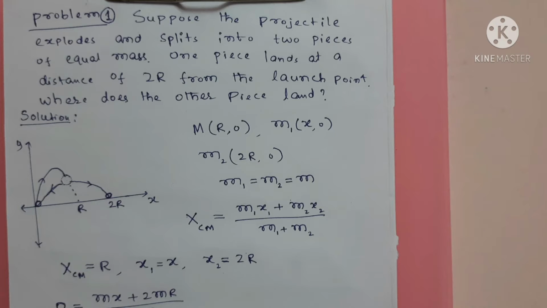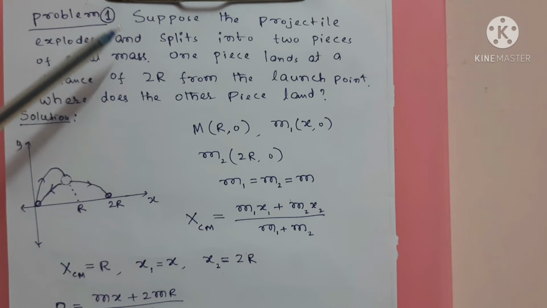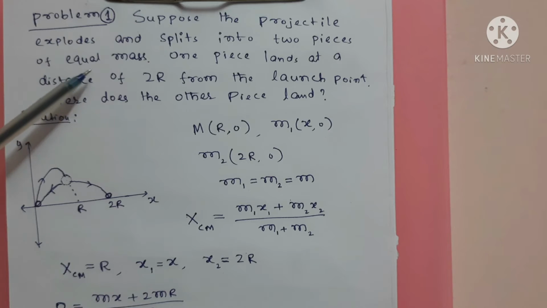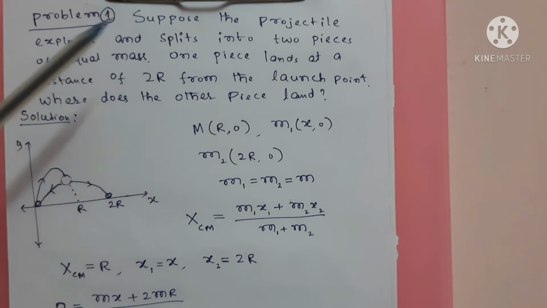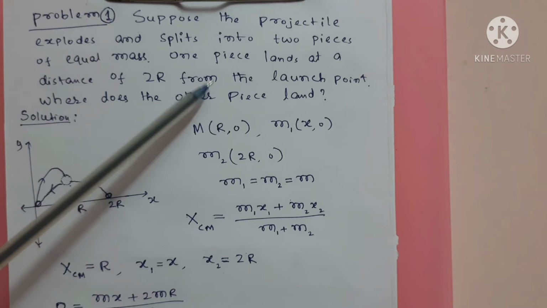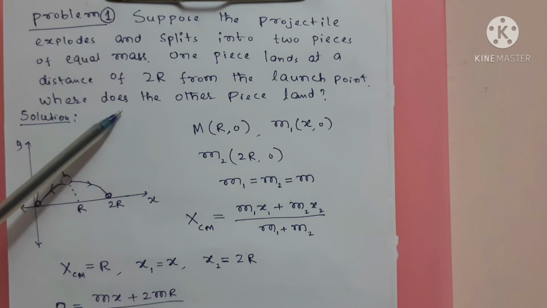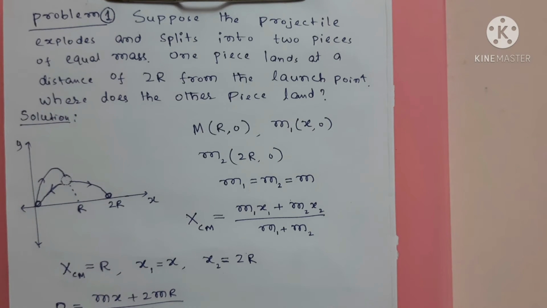See here, we will solve one problem. The problem is like this. Suppose the projectile explodes and splits into two pieces of equal mass. One piece lands at a distance of 2R from the launch point. Where does the other piece land? Here what is the R? R is the range of a projectile.